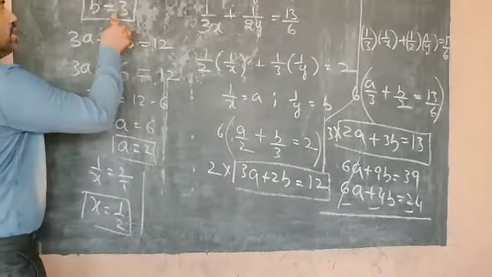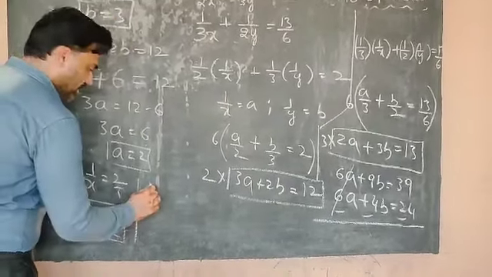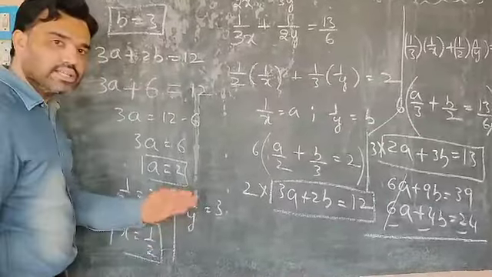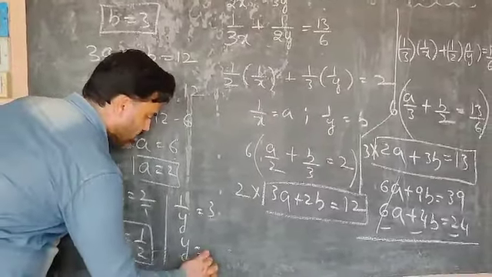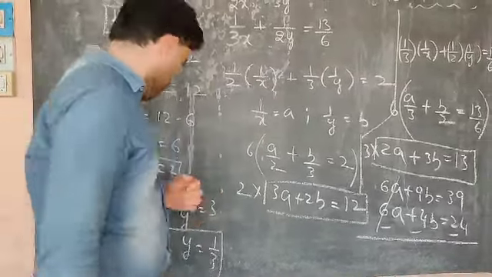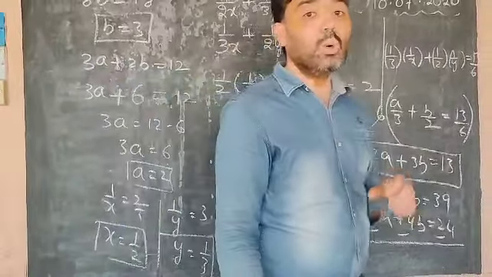Next, b value, how much we got here? 3. Therefore b is 1 by y, which is equal to 3. Take reciprocal again on both sides. y is equal to 1 by 3. So in this way we calculated x value as 1 by 2, y value as 1 by 3.